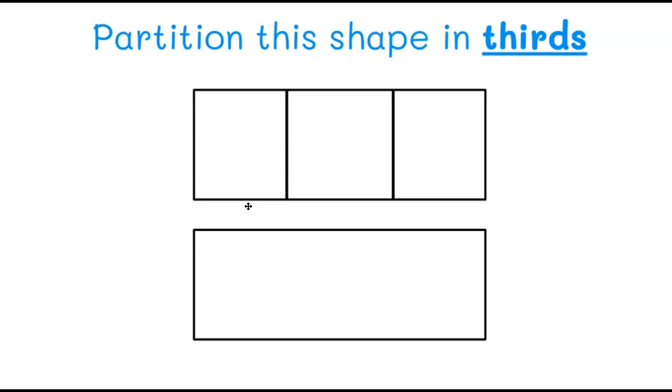I can do this another way too. How else can I do it? Think back to our halves. How else can we make thirds? We can't draw a diagonal line for thirds because those parts would not be equal. But I can draw a horizontal line. So let's do it.